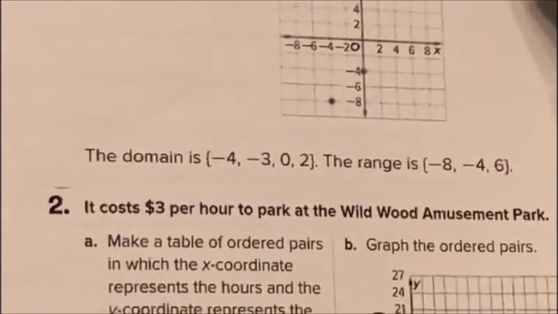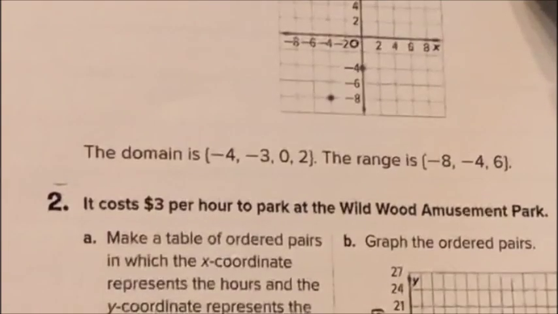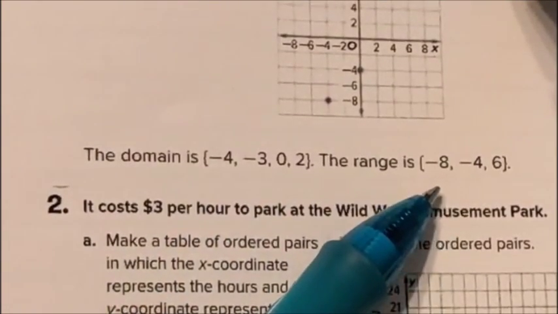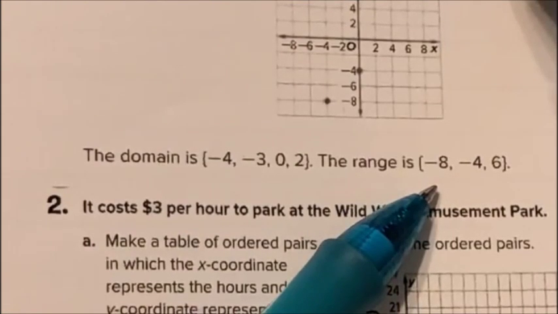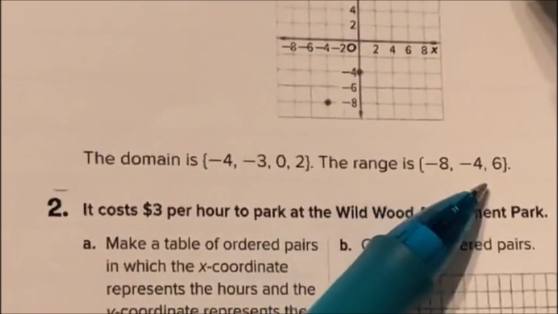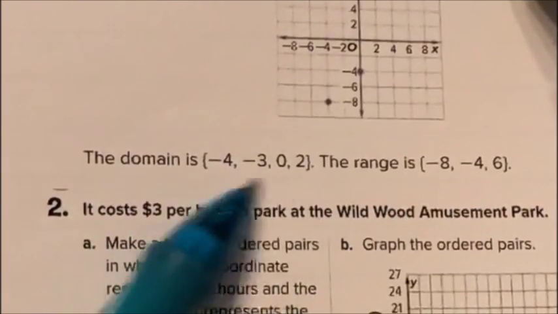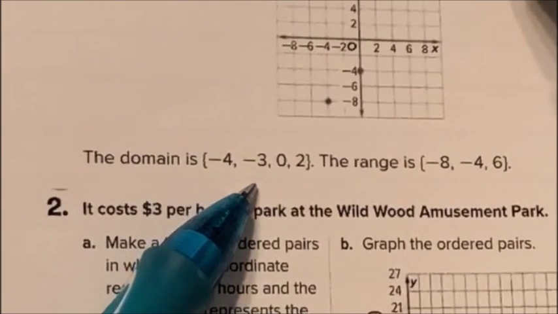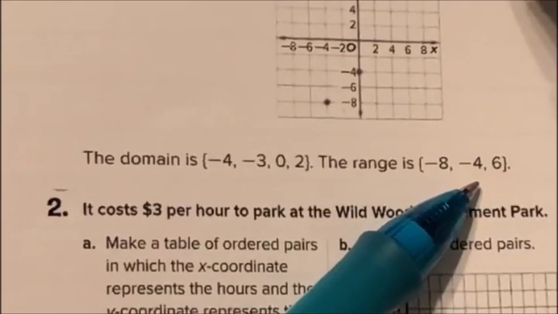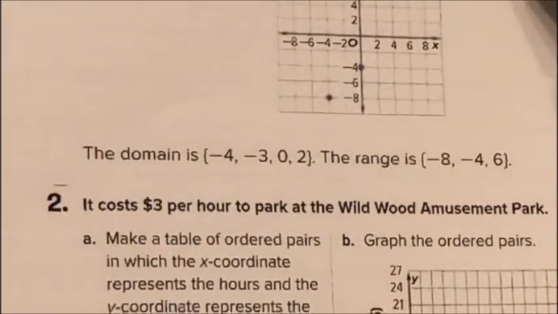So the domain is all the x values that I had: -4, -3, 0, and 2, and the range is all of my y values that I had. You don't have to repeat any of the values, okay? So -8, -4, and 6. So notice there's 3 numbers here and 4 here, but in the original numbers I gave, I had 6 twice. So I only have to list 6 one time for the range.